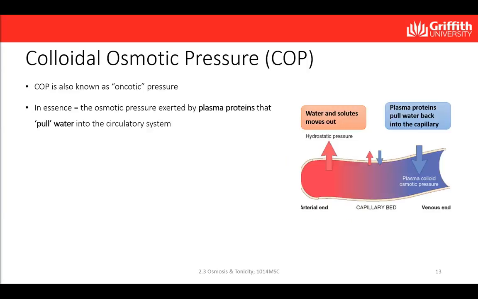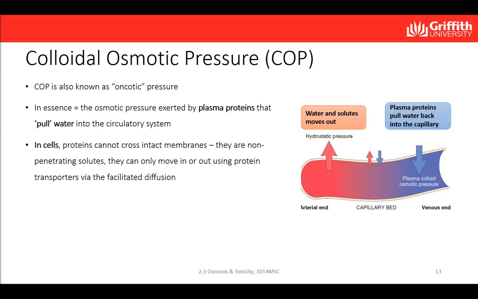Colloidal osmotic pressure, also known as oncotic pressure, is the force created by large, non-diffusible molecules, such as plasma proteins, that pull water back into the circulatory system. Plasma proteins inside the capillaries are too large to cross the capillary wall. Therefore, these molecules draw water towards themselves. In cells, proteins are also too large to cross the intact lipid membranes. For this reason, we call these proteins non-penetrating solutes. These can only be transported in or out of a cell using protein transporters via facilitated diffusion.